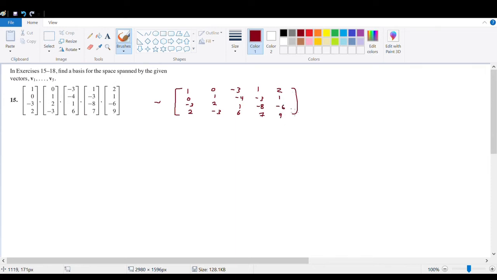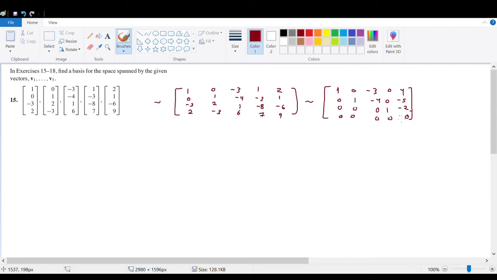So if we do row operations for this one, we get the final shape, which is 1, 0, minus 3, 0, 4, then 0, 1, minus 4, 0, minus 5, then 0, 0, 0, 1, minus 2, and last row 0, 0, 0, 0, 0.